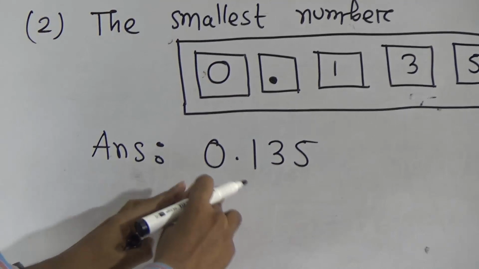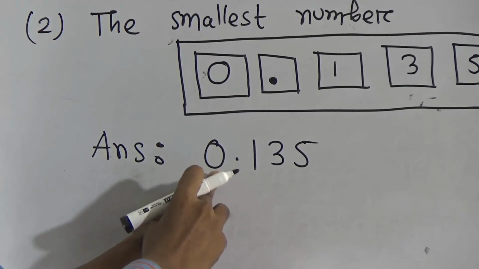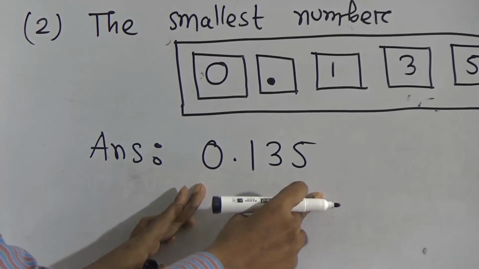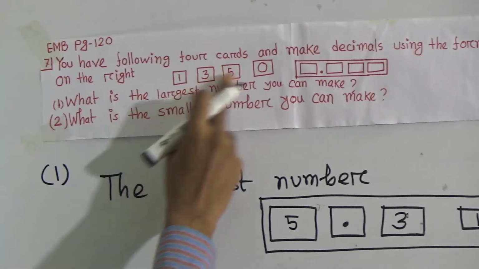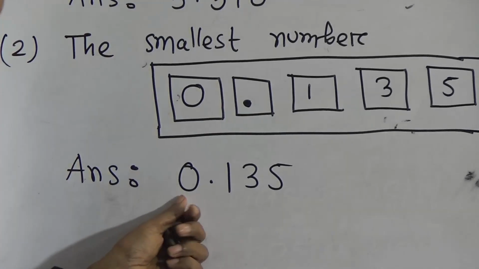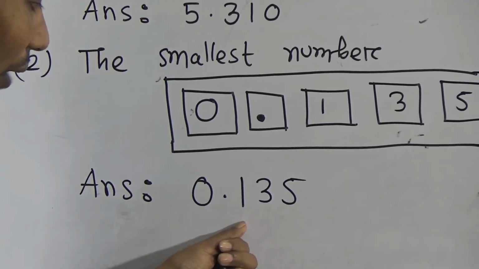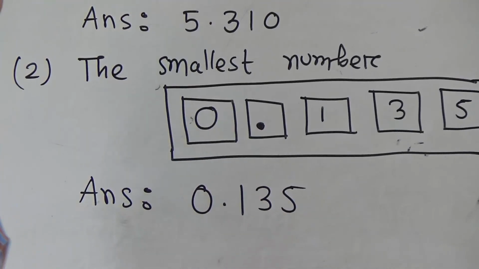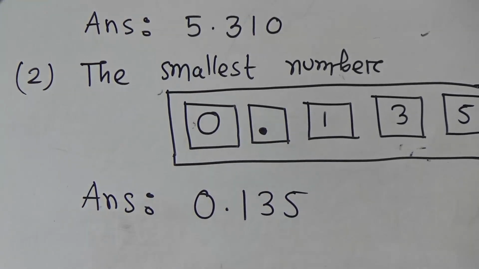You see here how many digits or how many cards? 1, 2, 3, 4. Okay? And you see 0 is the smallest number, then what? 1, then 3, then 5. I hope you understood this question.